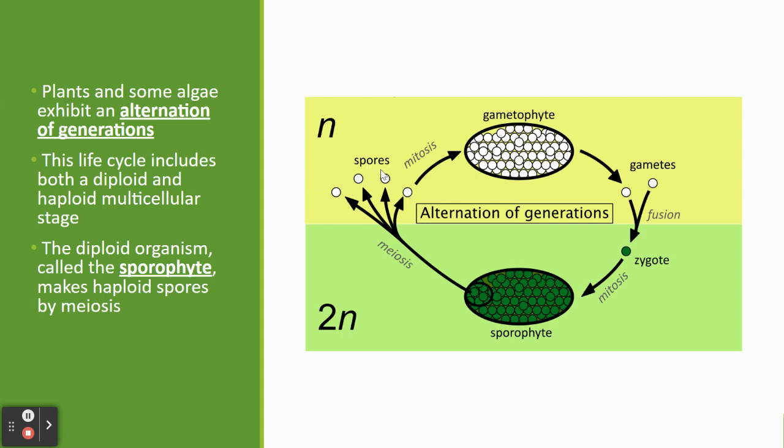Once those spores are out, they're going to go find the gametophyte. The gametophyte and the spores will join together through fusion to make a zygote, and you get mitosis. Sometimes the gametophytes are actually formed from spores through mitosis. All right, there's another slide with a little bit more information on this coming soon.